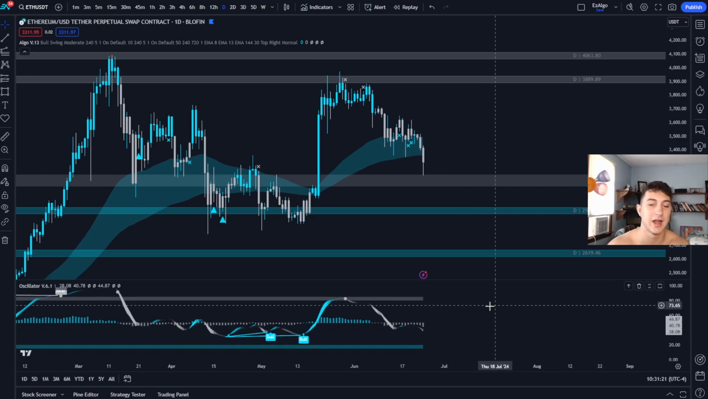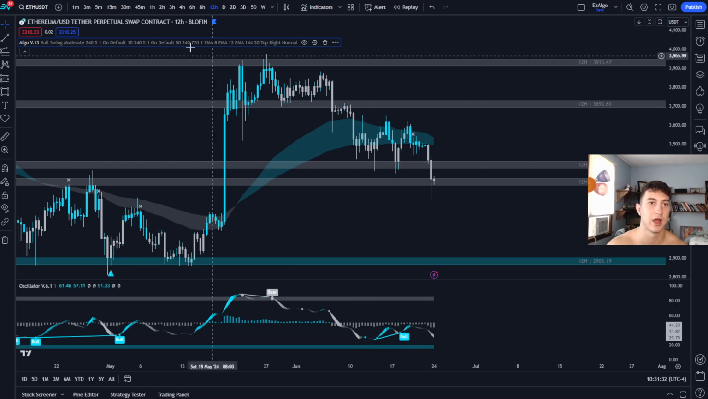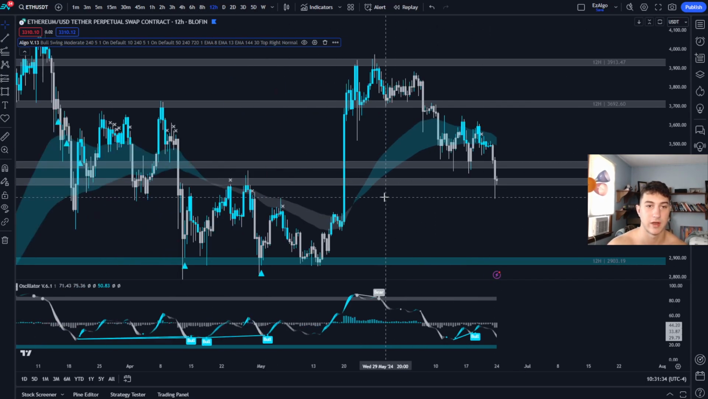The oscillator is not as oversold though on Ethereum. We are seeing some bullish divergences as well on a lower time frame, on a 12-hour time frame. Really not interested in trading Ethereum though. The main reason is due to the ETFs coming out in a week or two, right? Early July, the ETFs are launching. So I want to see what happens with the ETFs.